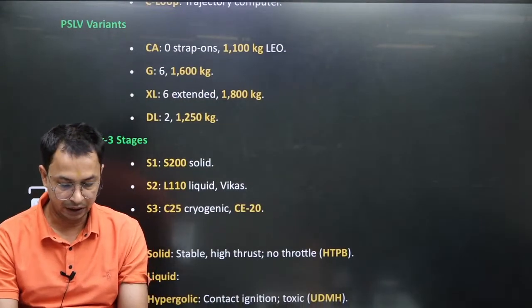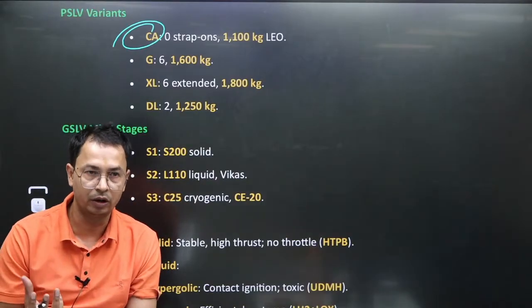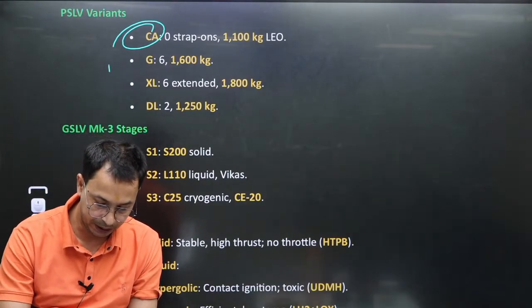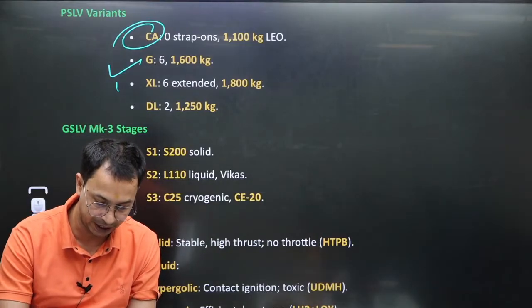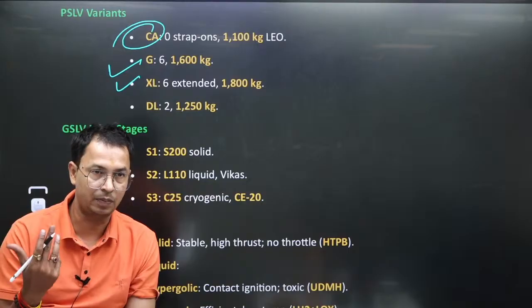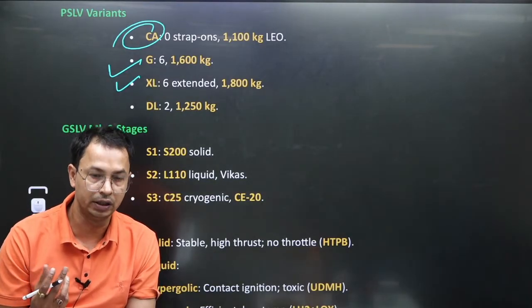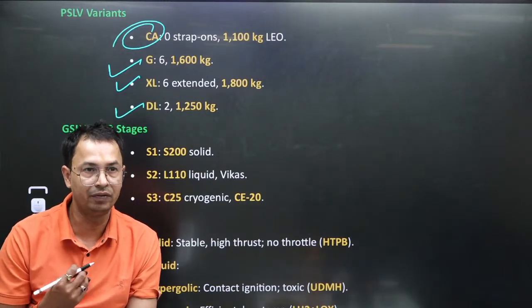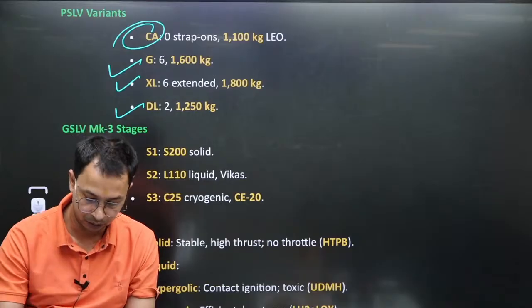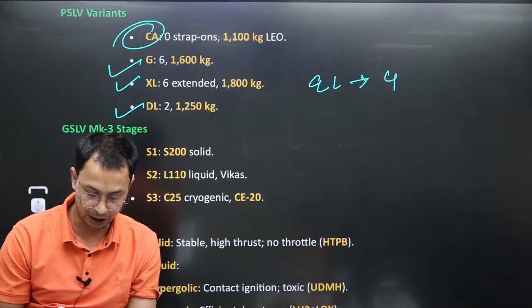Then PSLV, there are different variants of the PSLV. Core alone means there will not be any strap-on motor. Then PSLV general, in the PSLV general we will have 6 strap-on motors. In PSLV XL we will have the 6 strap-on motors with 12 tons of fuel in each motor. Then we have PSLV DL. In the PSLV DL we will have 2 strap-on motors. Again QL, in the QL we will have 4 strap-on motors.